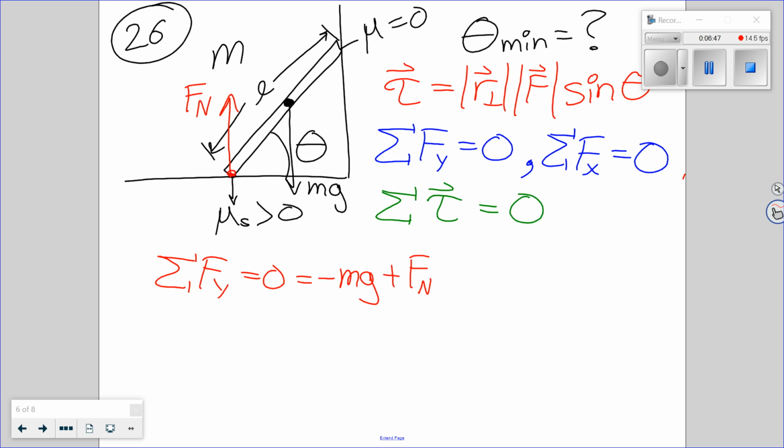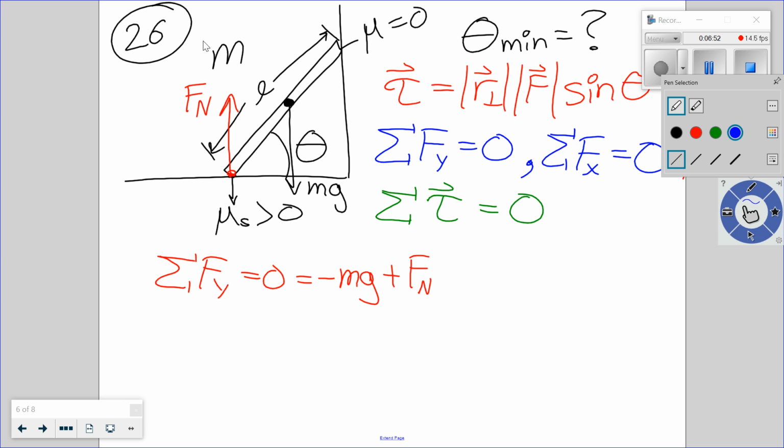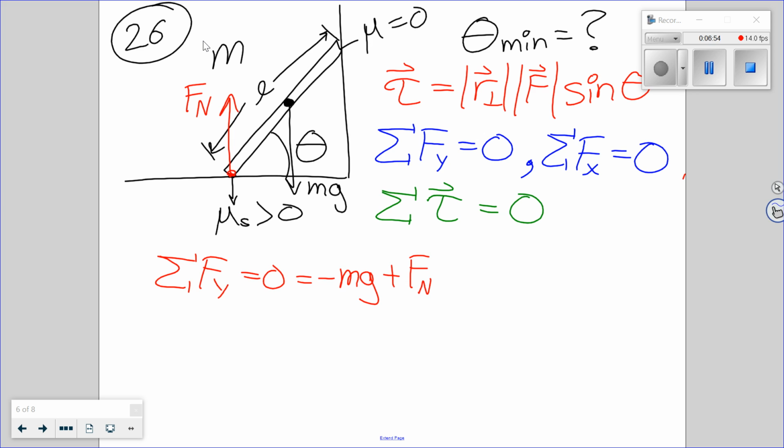I'm going to write one at the bottom. Fantastic. Since there's no other vertical forces, the magnitude of the normal force must be mg. The full weight of the ladder is supported by the floor.